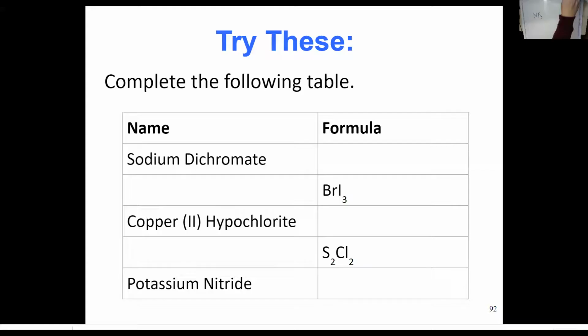Okay, then we have nitrogen trifluoride. So that's going to be 1 nitrogen, 3 fluorines. All right, and we'll do one more set of examples. Share the screen again just so you can note these down.